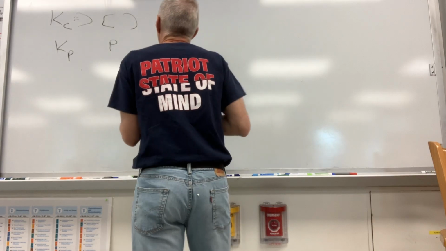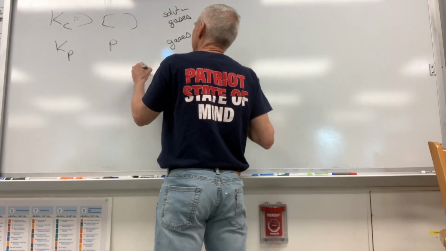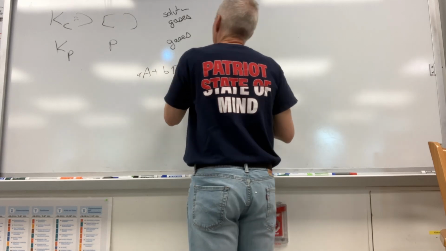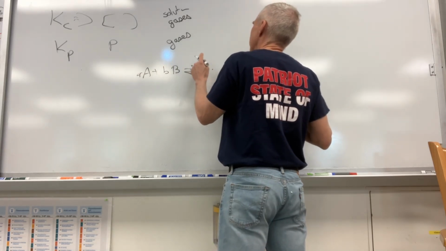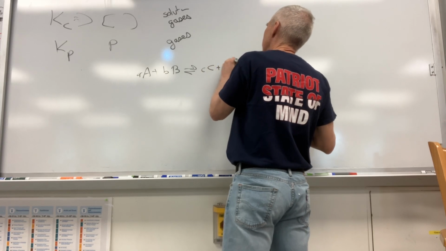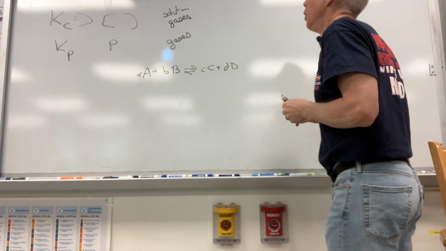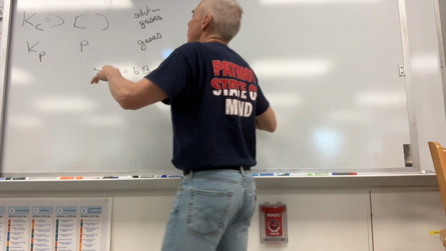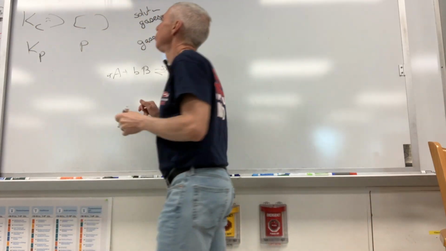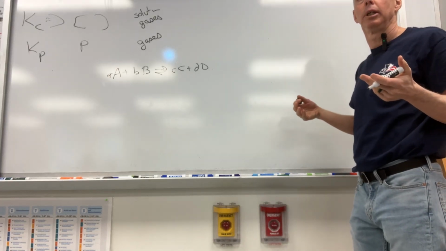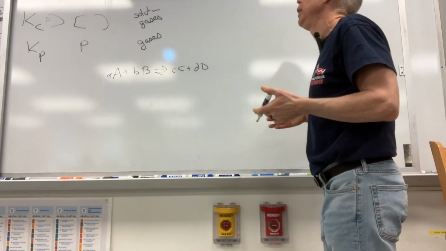Let's say we have A gas plus B gas go in equilibrium with C gas and D gas. All right? Now, they're going to ask you, almost guaranteed, at some point to convert between a Kc and a Kp. And there's an easy way to do it.